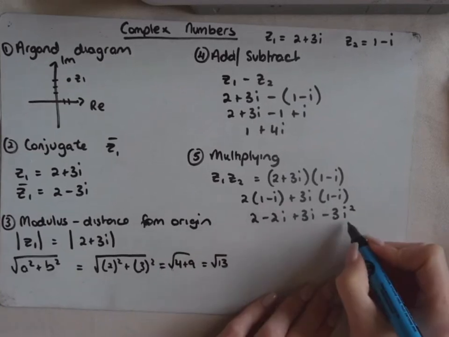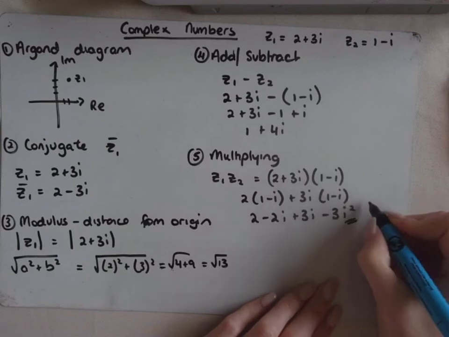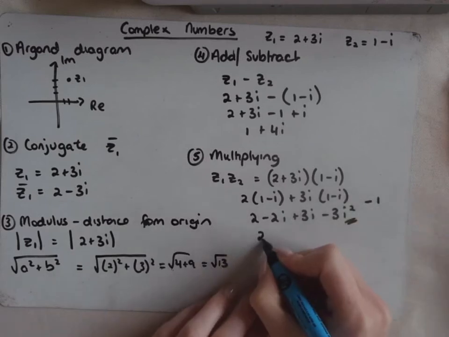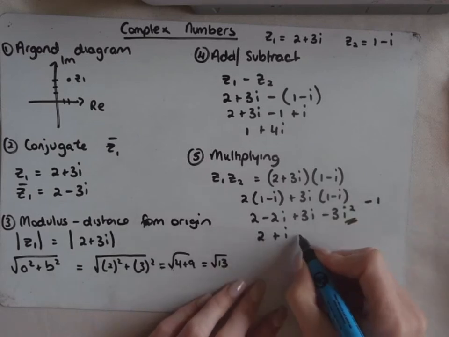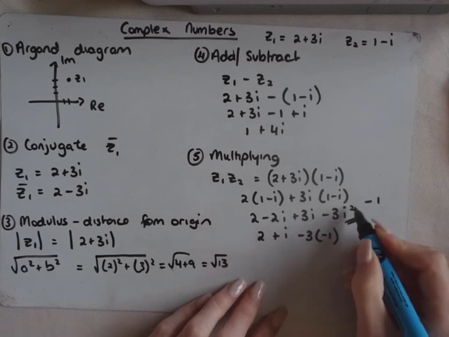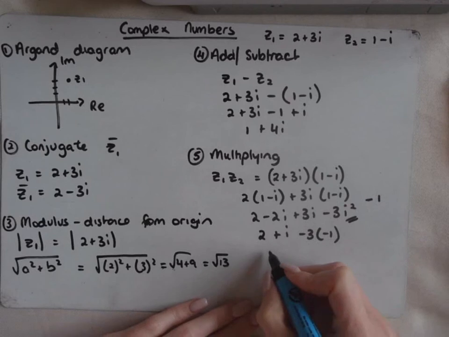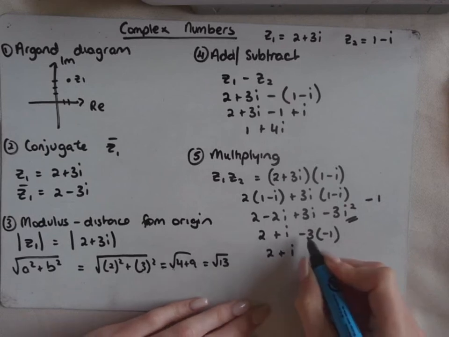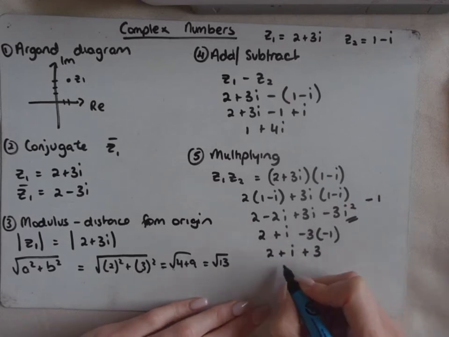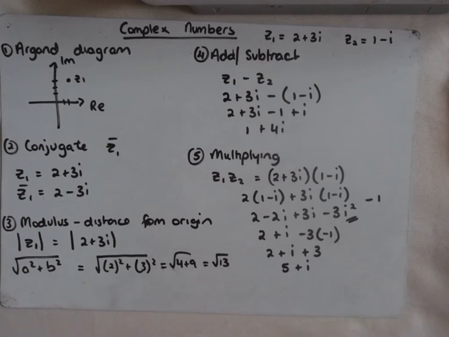Now it's really important to remember that i squared is actually minus 1. So you have 2 plus i minus 3 by minus 1. You replace that i squared by minus 1. They tell you that in the question anyway. So you get 2 plus i, and then minus by minus is plus 3. So that's 5 plus i. So that's multiplying.